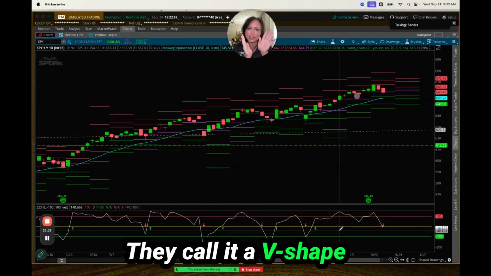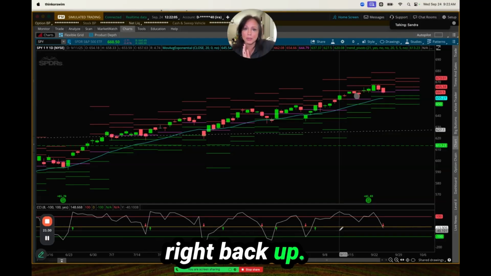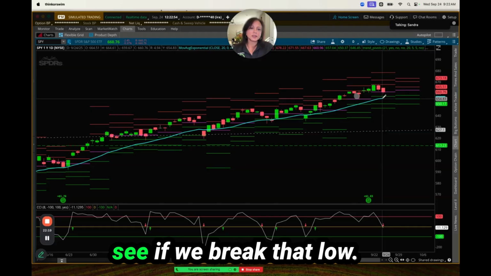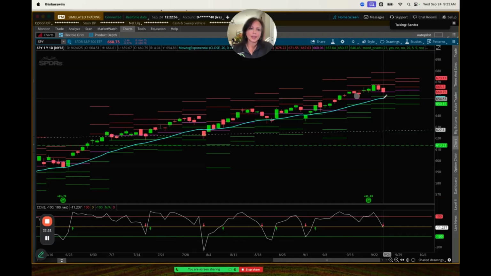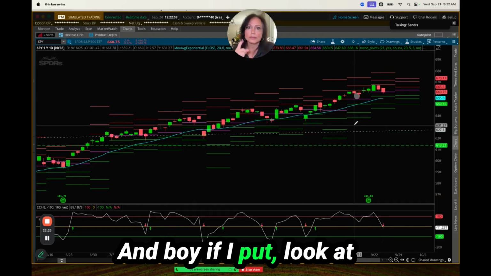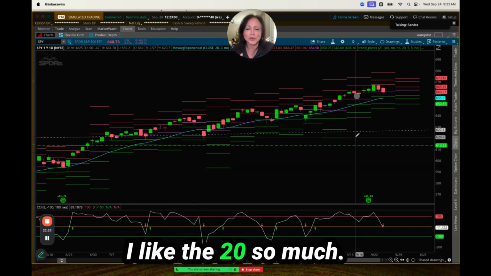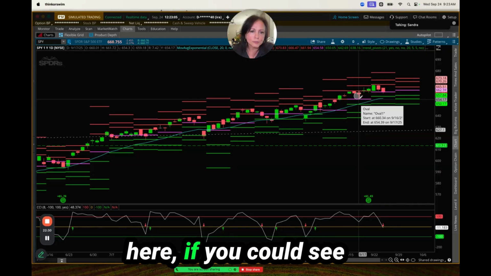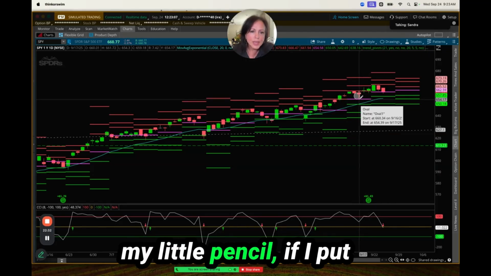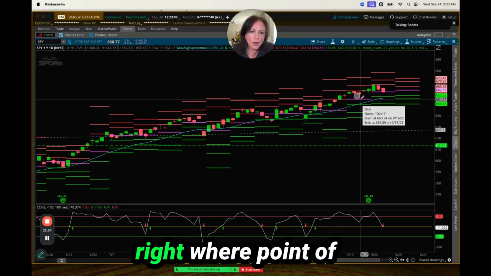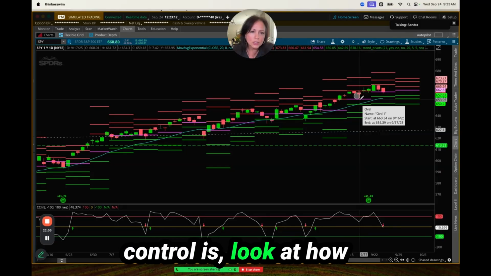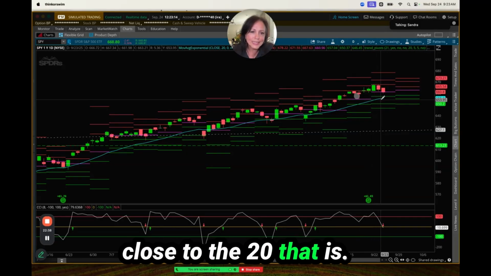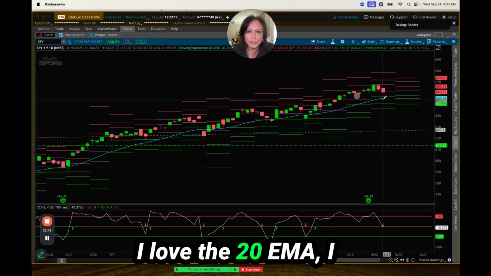They call it a V-shape because it popped right back up. And then I'm looking to see if we break that low. And boy, if I look at this, guys, this is why I like the 20 so much. You just can't plan for this. If I put my cursor right here, right where point of control is, look at how close to the 20 that is. I love the 20 EMA.